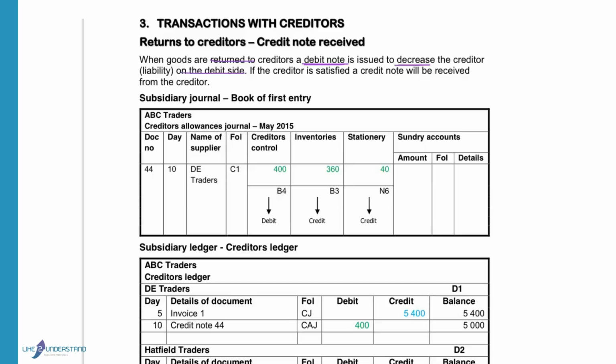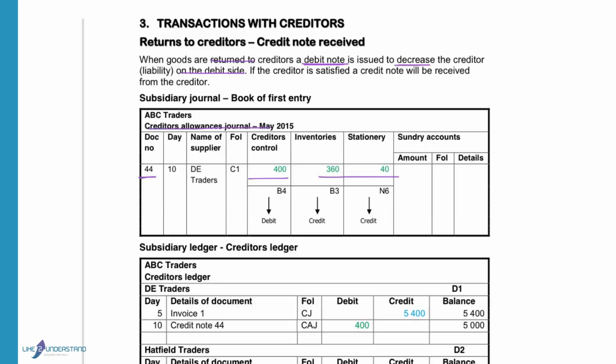First of all, we will record the entry in the subsidiary journal, and that would be the Creditors Allowances journal. It looks exactly the same as the Creditors journal, except that we will now record returns to creditors. Again, we have to number the credit note so that it will be in number order in our books, the date, and then we will record the total amount that we returned was 400, and in the inventory and stationery account with how many goods was returned so that we can reduce those expenses.